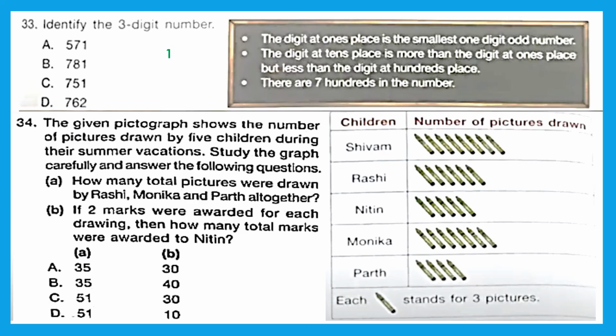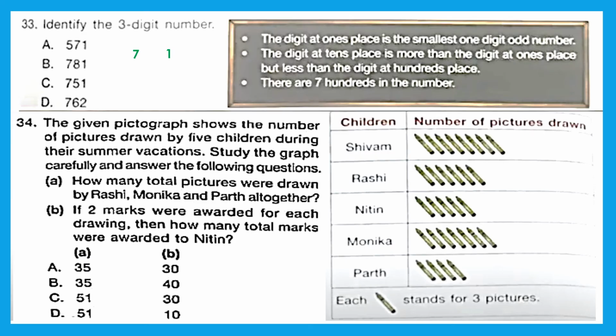Third, there are 7 hundreds in the number. So this is a friend. So at hundreds place, we have 7. So now we have got that it is a 3-digit number which has 7 at its hundreds place and 1 at its ones place. So among A, B, C, which are the options? A is ruled out because of hundreds and D is ruled out because of ones. Now we have B and C as competitors.